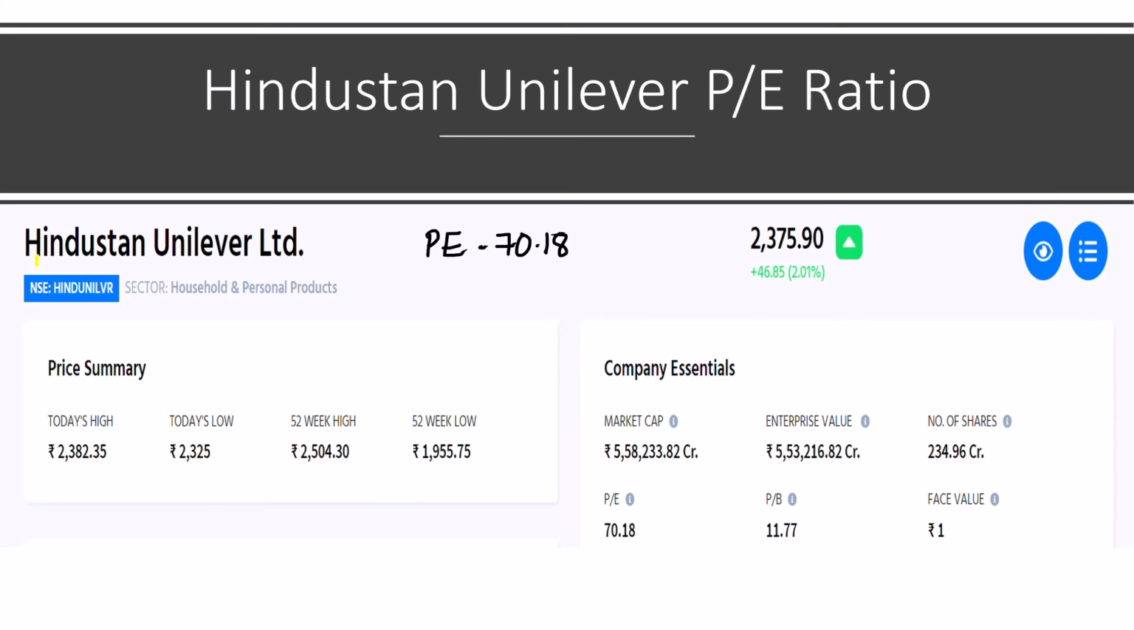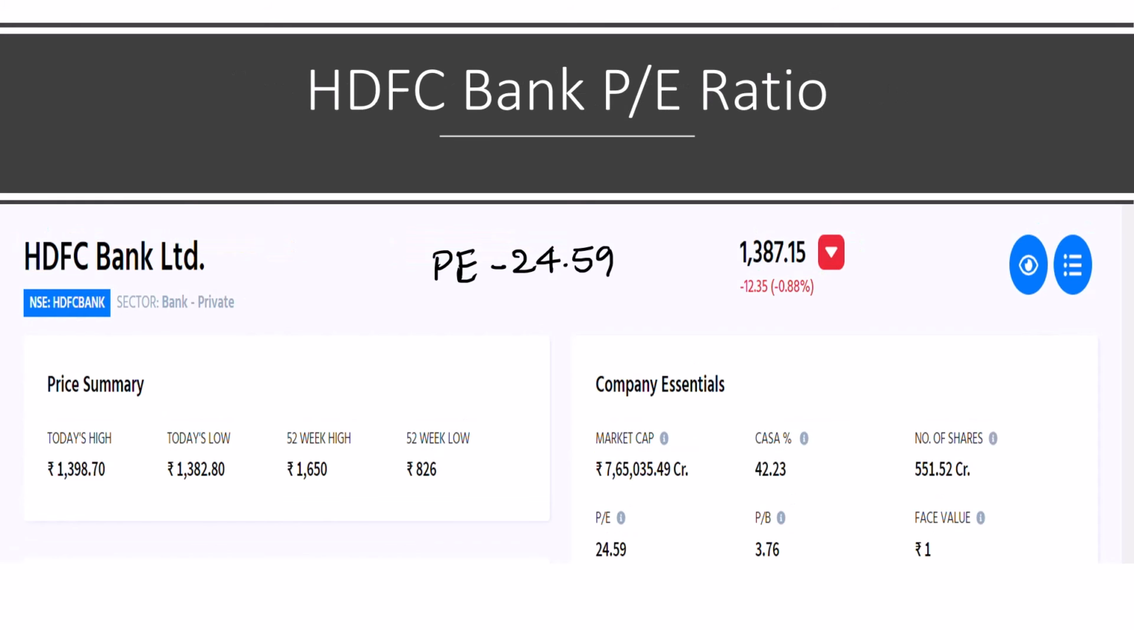I have taken Hindustan Unilever Limited, which is one of the leading companies in the FMCG sector, a market leader with a market cap worth more than 5 lakh crores. As you can see on your screen, the PE of Hindustan Unilever is 70. Now let us take another example, a leading bank in the banking sector, HDFC Bank. As you can see, it has a market cap worth more than 7 lakh crores. The PE of HDFC Bank is 25.